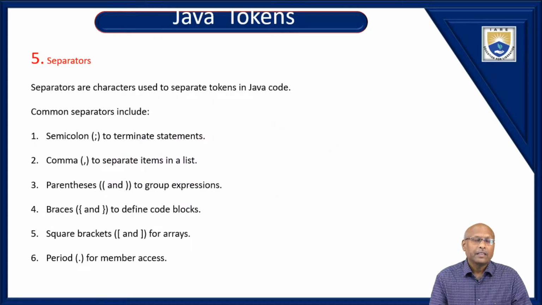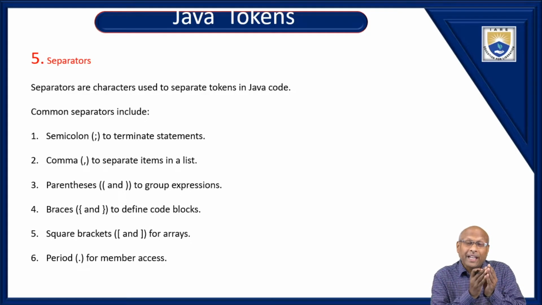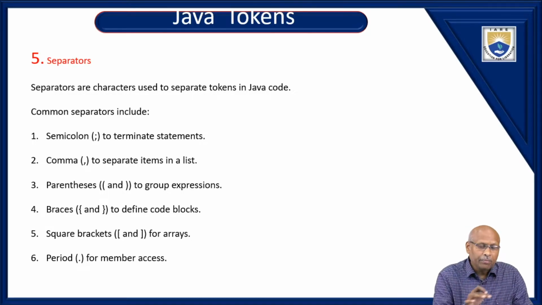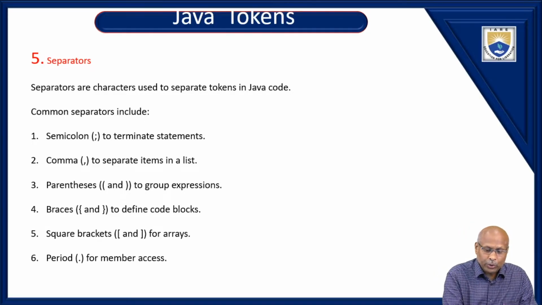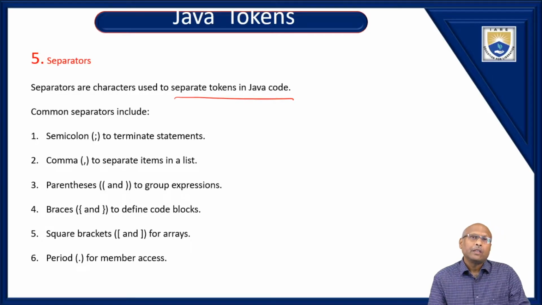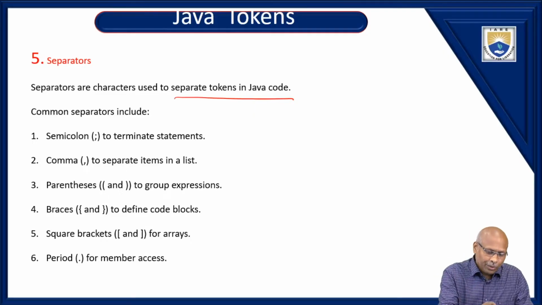Next, separators. So separator is also one type of token. In a program, you may use multiple separators to separate the data. While writing a program, you may need to separate one statement from another statement, or while writing an expression, separate the different commands or different operands. That time you can use the different types of separators. Separators are the characters used to separate the tokens in the Java code. Because I told you a program is a collection of tokens, but in between the tokens, sometimes you may need separators. Those separators you can list out here.